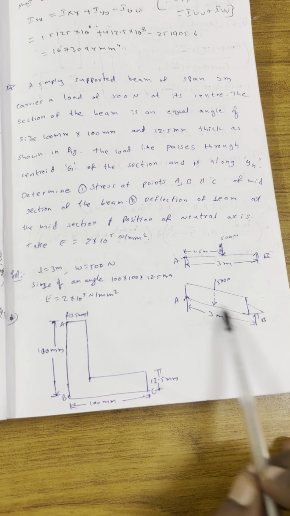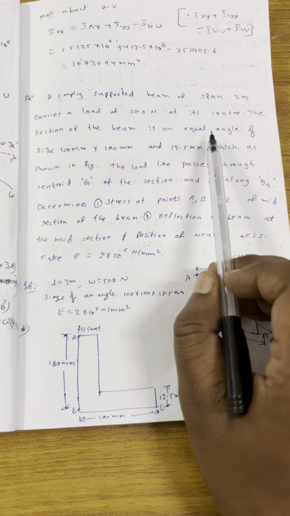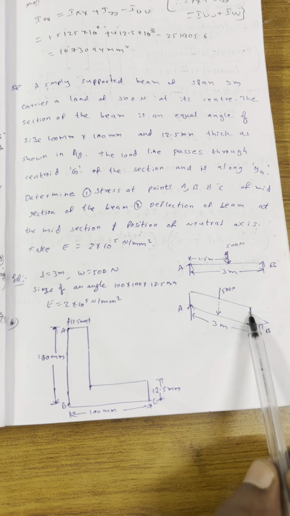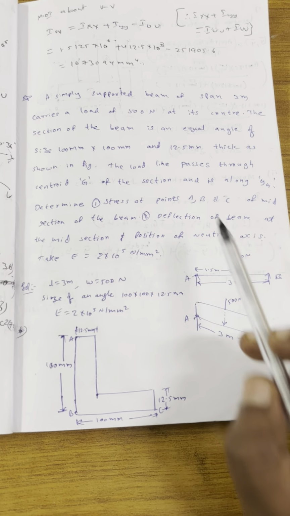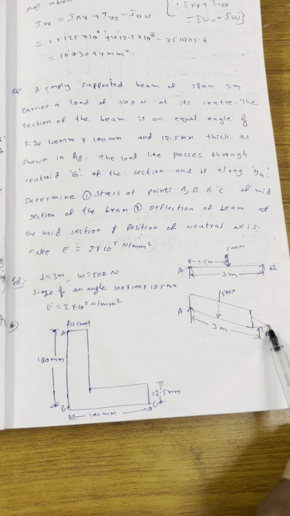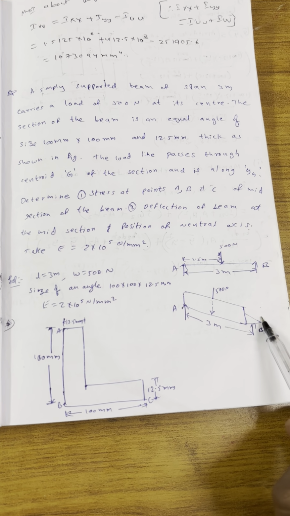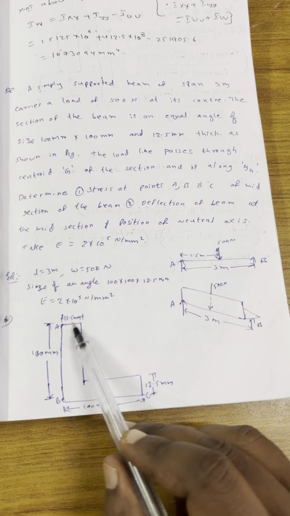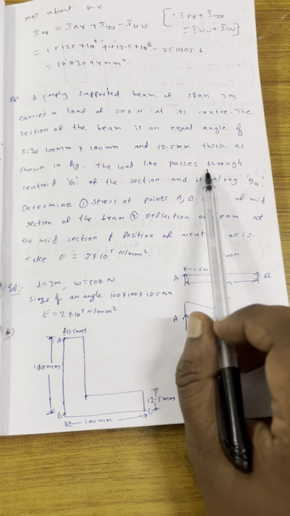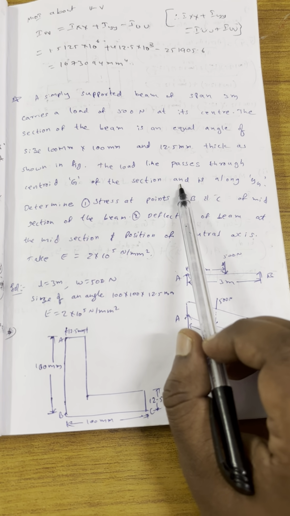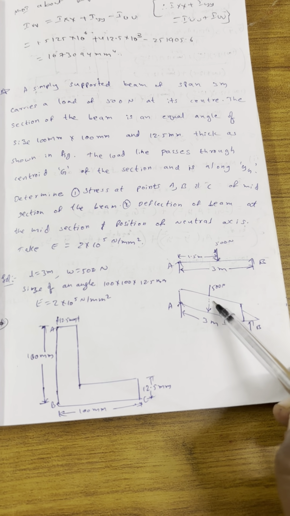This is a simply supported beam. The section of the beam is an equal angle section, of size 100 mm by 100 mm and 12.5 mm thickness, as shown in the figure. The load line passes through the centroid G of the section.